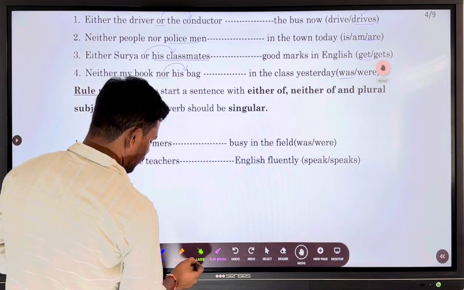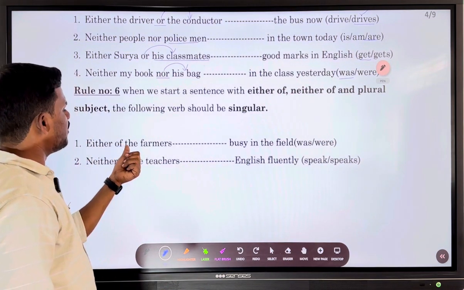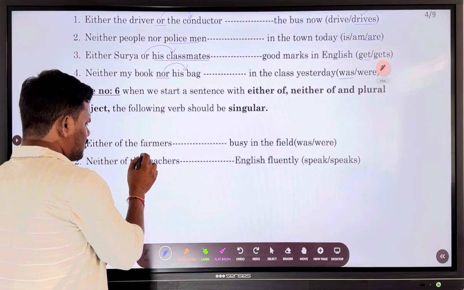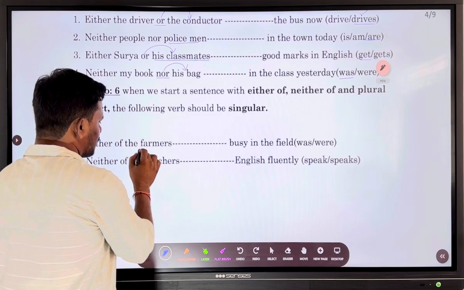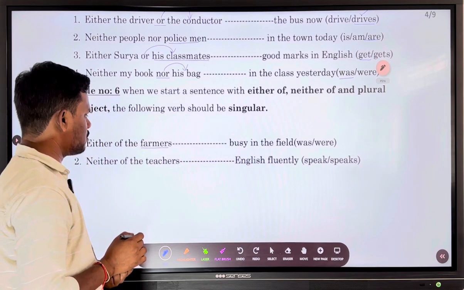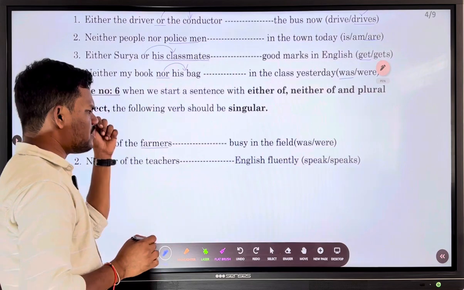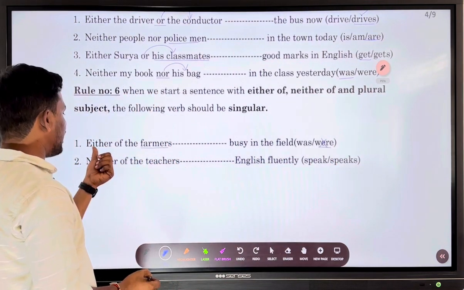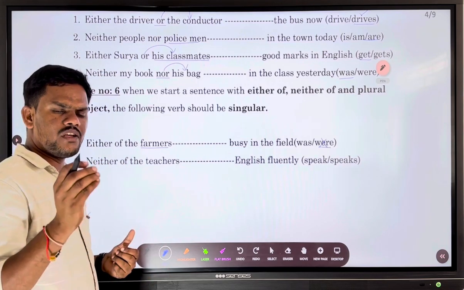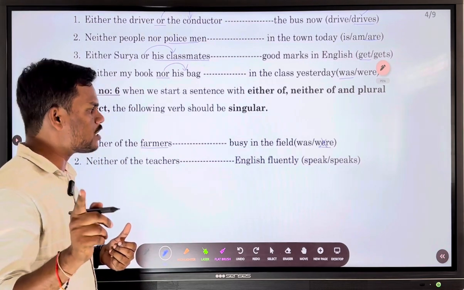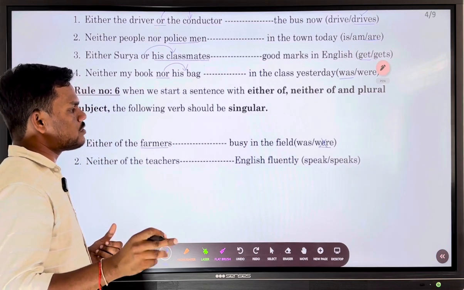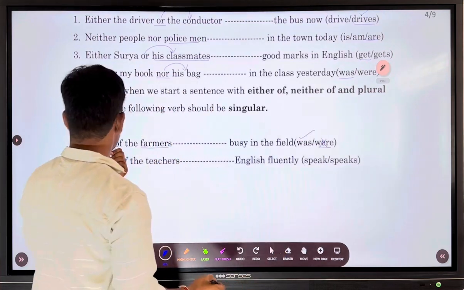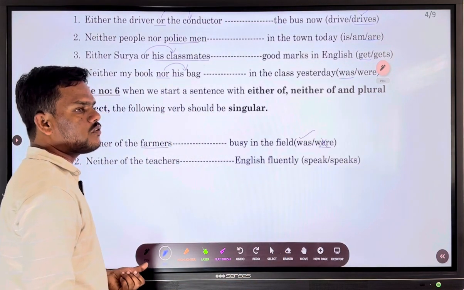See, either of the farmers dash busy in the field, was or were. We are generally misled by the subject here, that is nothing but farmers. We take a plural verb. There is every chance that we are going to take were here, but that is wrong, because either of, neither of, none of, one of always refers to only one person, one singular person. As it is going to be a singular person, we'll have to use only a singular verb. That is why we'll have to take was. So either of the farmers was busy in the field.